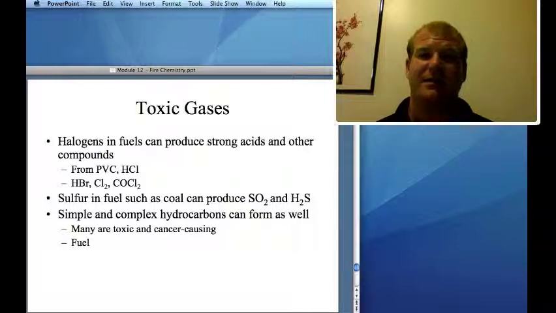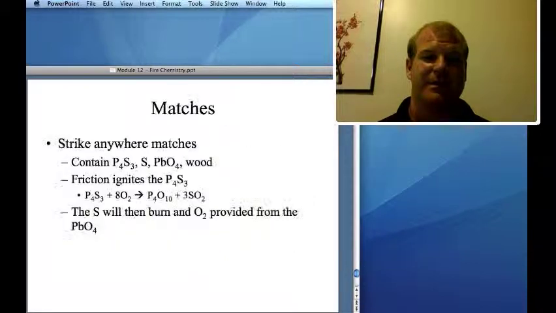In the collisions of different gases and fuel, some complex hydrocarbons can form. And these form randomly. When things burn, weird stuff can start to happen. And many of these are toxic and cancer-causing. So things like benzene or naphthalene, for instance, can form. These are also fuels. They'll burn. So you're adding fuel to the fire there. So that's one of the problems with gases coming from fire.